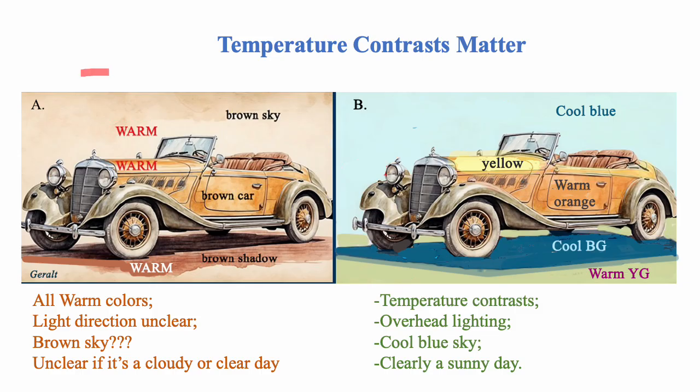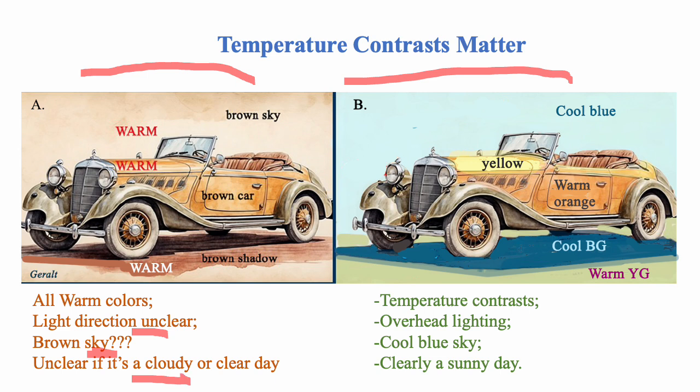Let's compare this picture to my rough photoshopping over here. The first one is all warm colors. The light direction is unclear, and it has a brown sky. So it's unclear whether it's a cloudy or a sunny day. And if you can't tell that, then your painting fails. In my rough Photoshop version, I added cool blues to the sky and the shadow. We now see that the lighting is overhead, and it's clearly a sunny day.